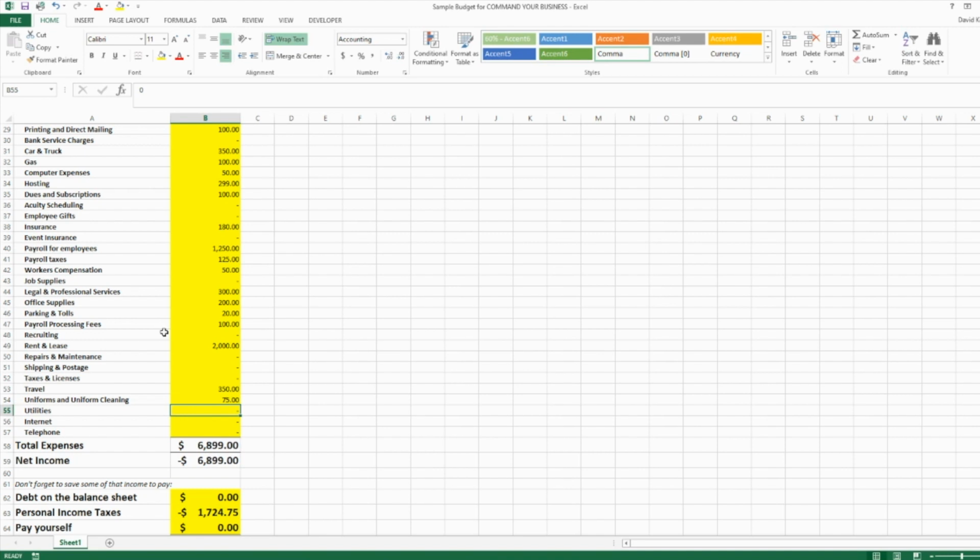Any utilities? Yeah, I'm in charge of the internet, but that's down here. So internet, that's going to be $150. Utilities, so gas and electric, I am in charge of. So let's just assume $300. And then telephone expenses. Now these, my cell phone bill plus the employee, let's just say conservatively $200.